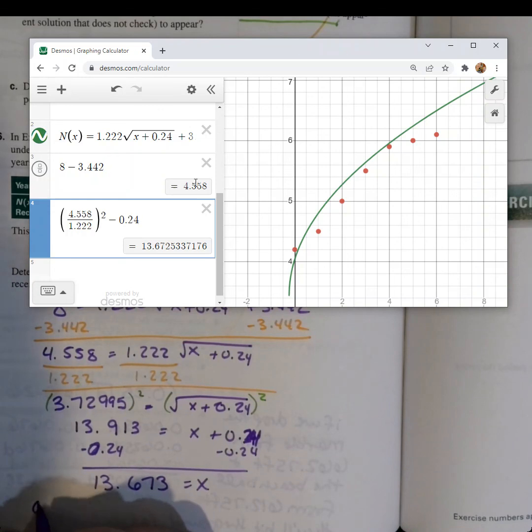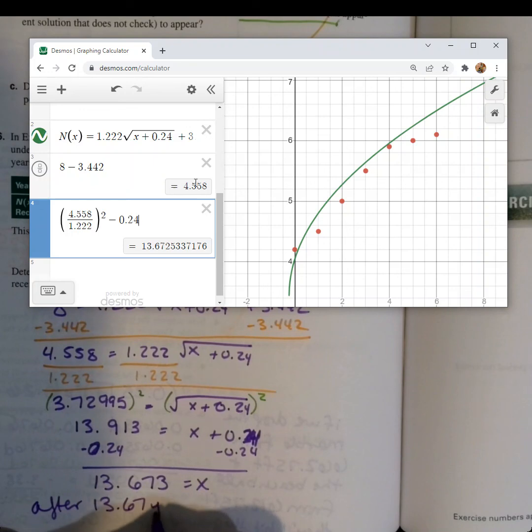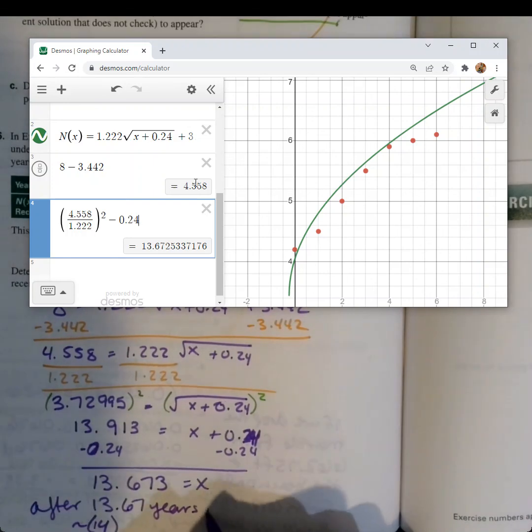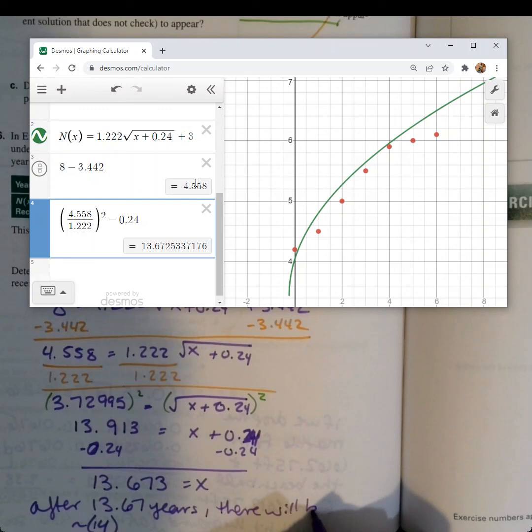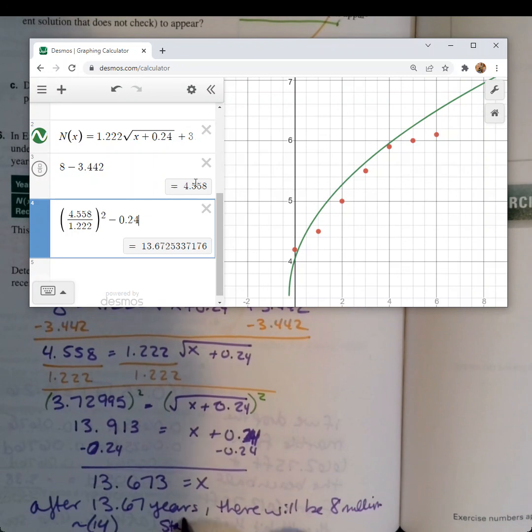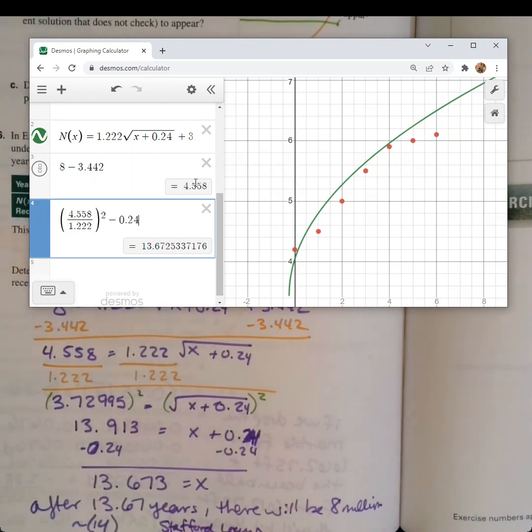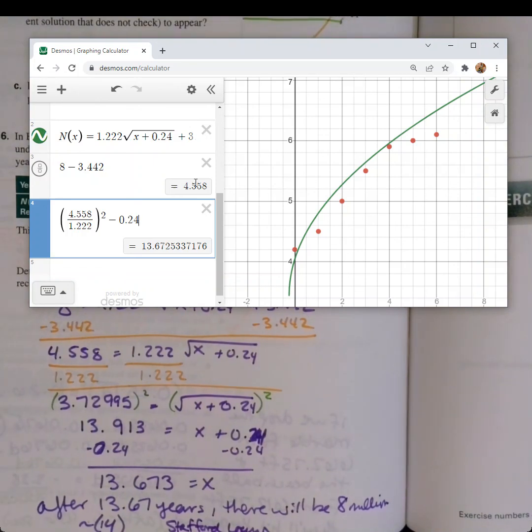So after 13.67 years, or if you want, you can round it to approximately 14 years, there will be 8 million Stafford loans. Okay, that is the end of this section.